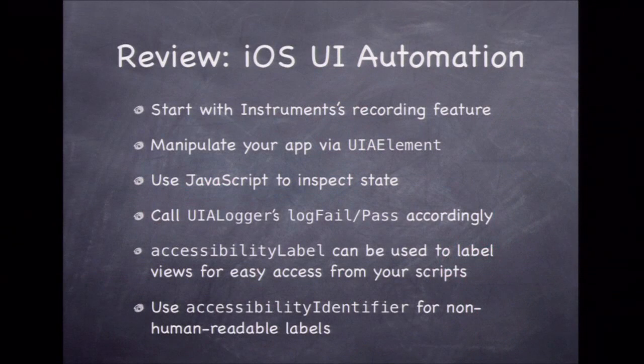But some people will want to label views with something that makes sense for a script, but which really doesn't make sense if, say, a disabled person is hearing the name on VoiceOver. And in these cases, do not use accessibility label because that name will be read on VoiceOver. Instead, use accessibility identifier, which works essentially the same way, except that it is not read on VoiceOver. It is only used for these internal purposes.